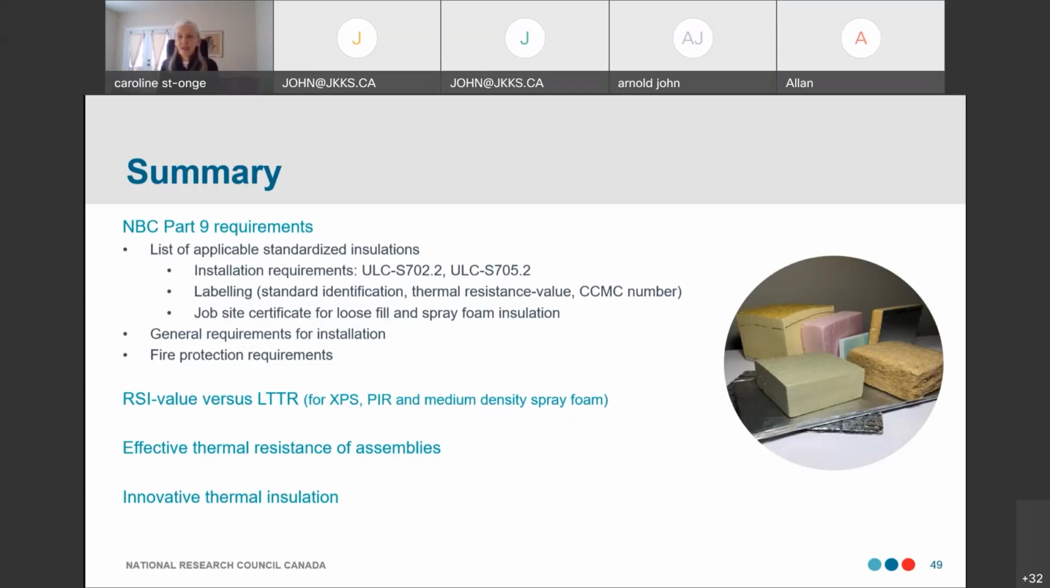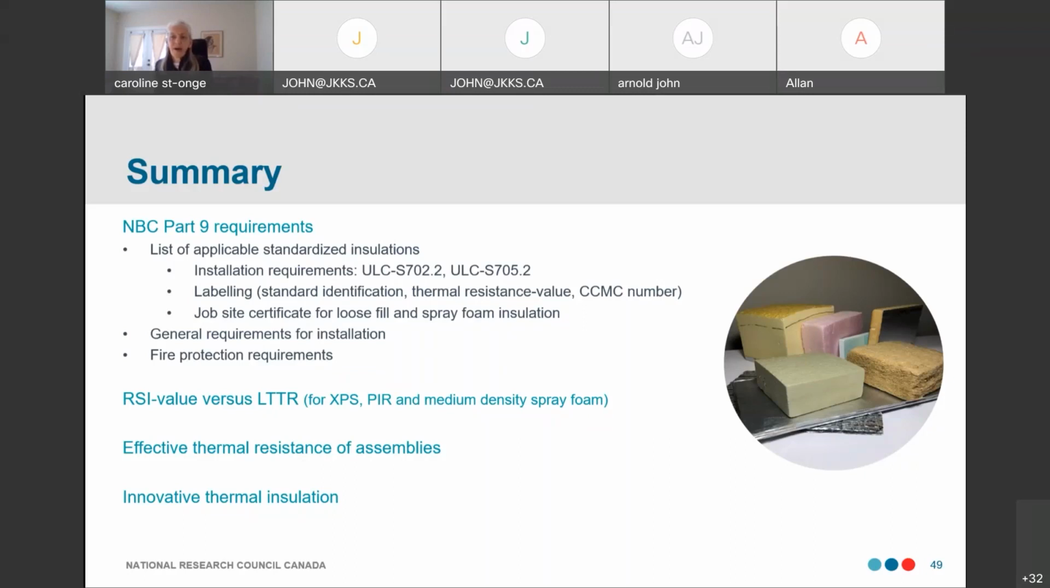It's not just a simple calculation of the thermal resistance through the cavity, but you have to consider the effect of the thermal bridges, such as the studs. And I just want to end by saying that innovative thermal insulation products are available. Evaluations of innovative thermal insulation are available through the CCMC website.